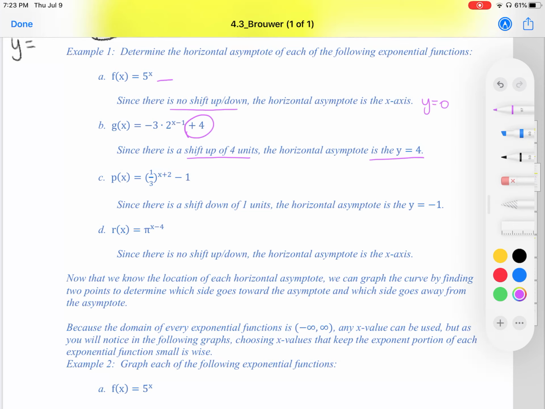For C, we see our function has a minus 1 at the end. So there's a shift down 1 unit. So we have a horizontal asymptote at y equals negative 1. And D, we have no number on the side that's being added or subtracted. So there's no shift up or down, and our horizontal asymptote is the x-axis, so y equals 0.